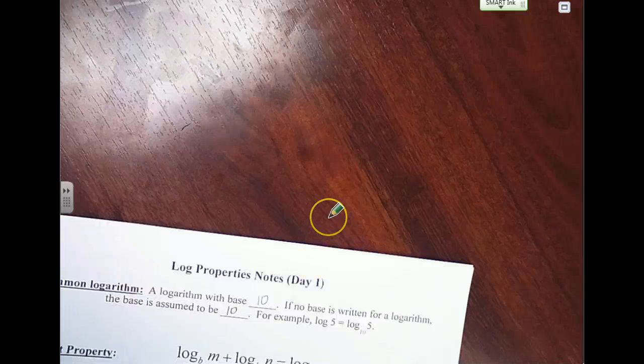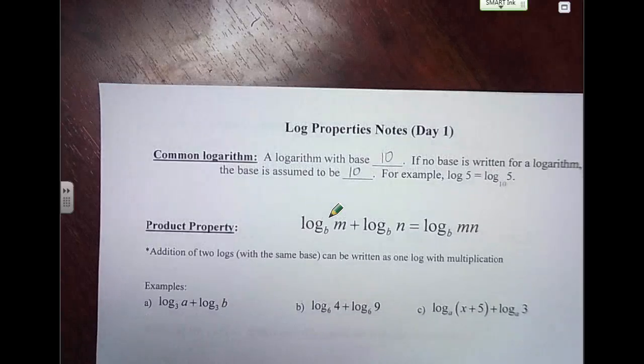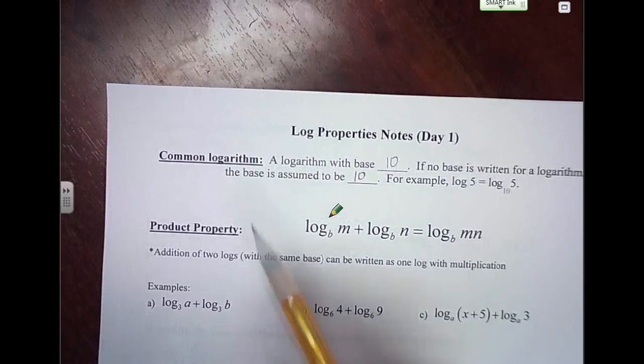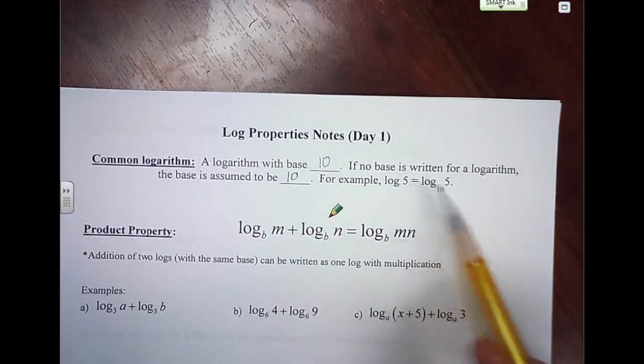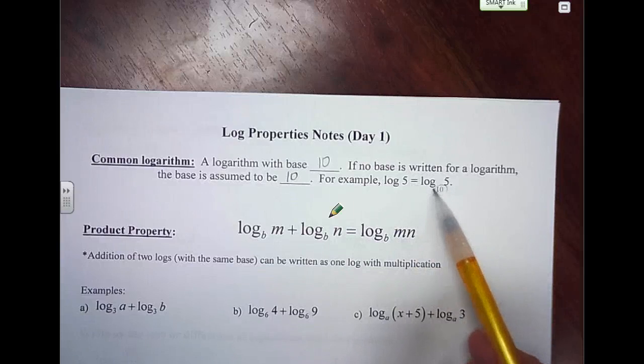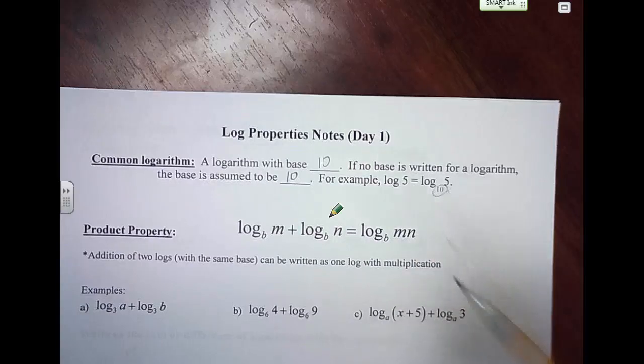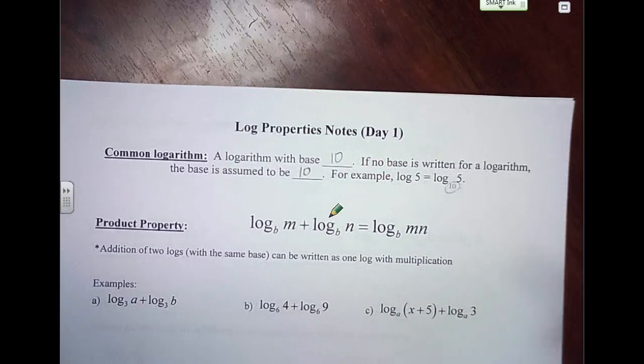All right, so today we're going to talk about log properties. When we talk about logs, one thing to remember is the common logarithm. If you have something with no base, like this log 5, the base is assumed to be 10. I think most of you are getting the hang of that now. So we've got 3 properties we're going to talk about today.